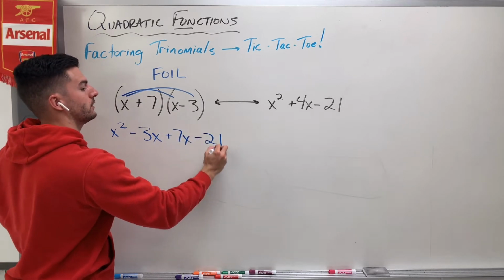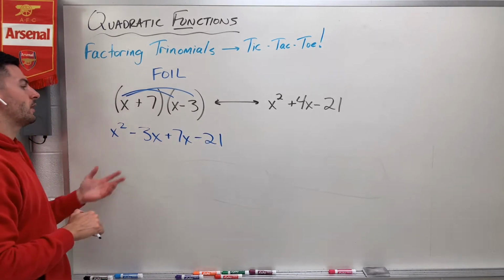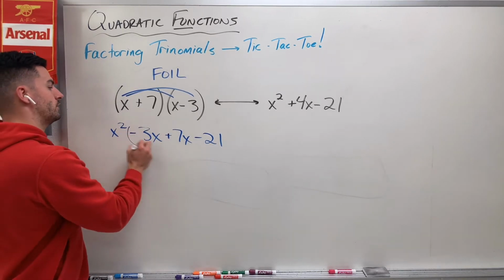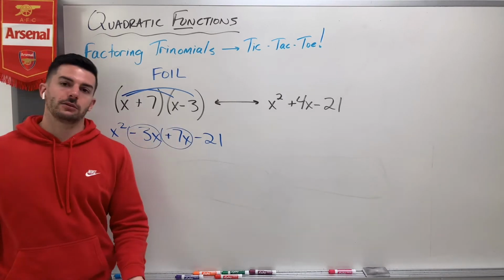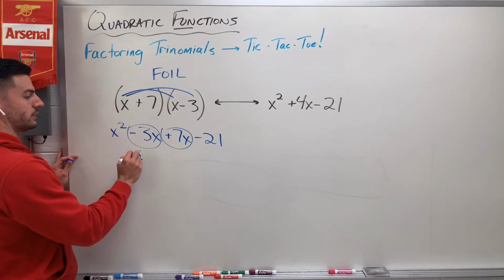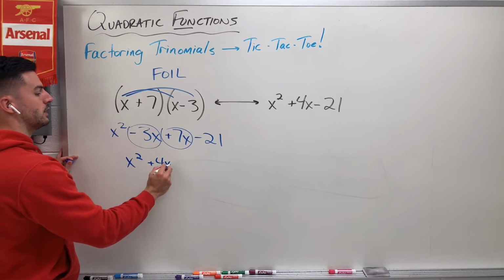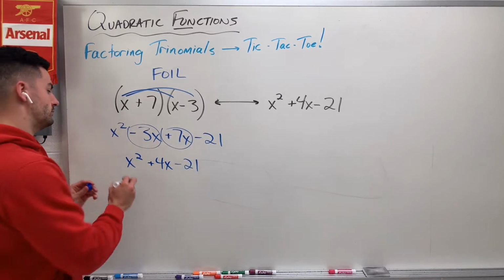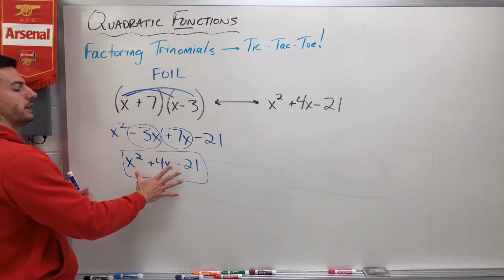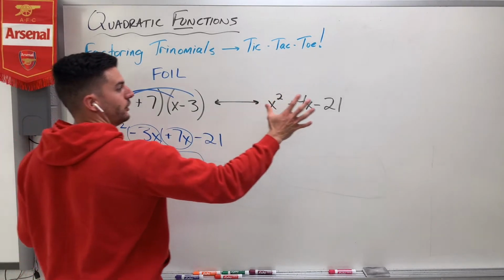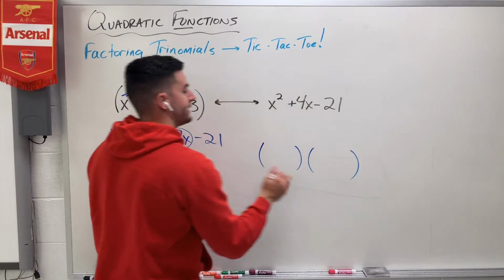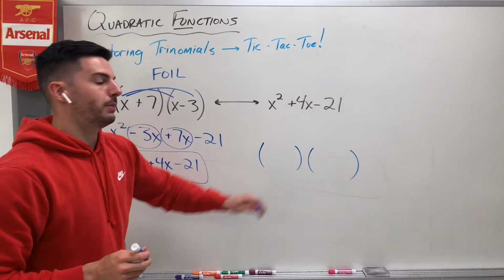So here is my group when I FOIL, and as always, these middle two terms are like terms that I can add or combine together. So I would do that, and I'll get x squared plus 4x minus 21. That would be the answer to this being FOILed. What we're going to be doing is reversing this process, taking a trinomial and getting the answer back to how it would be before we FOILed it, as two binomials.